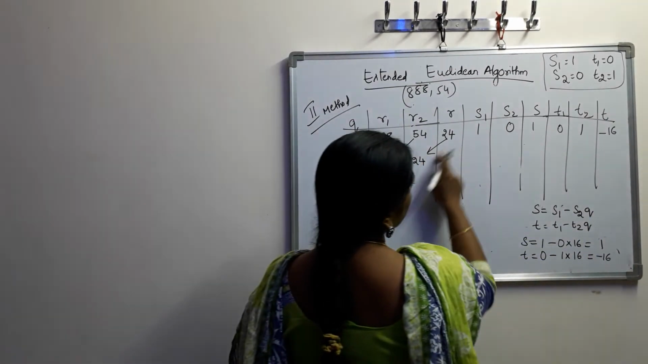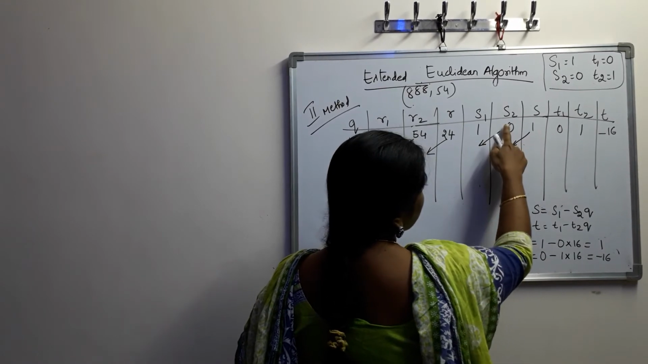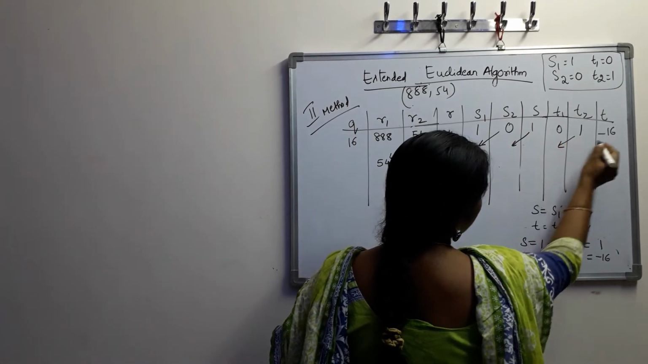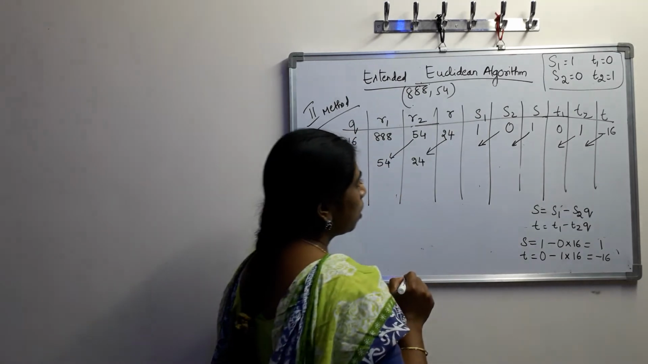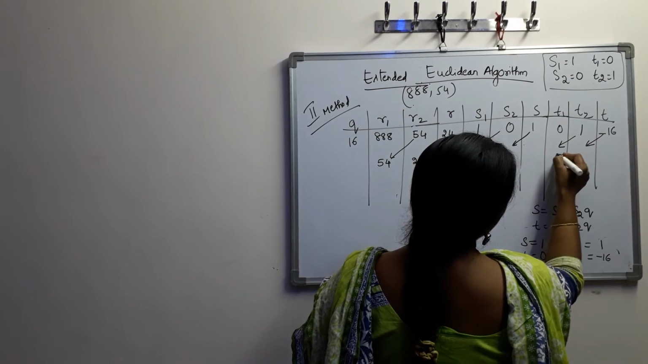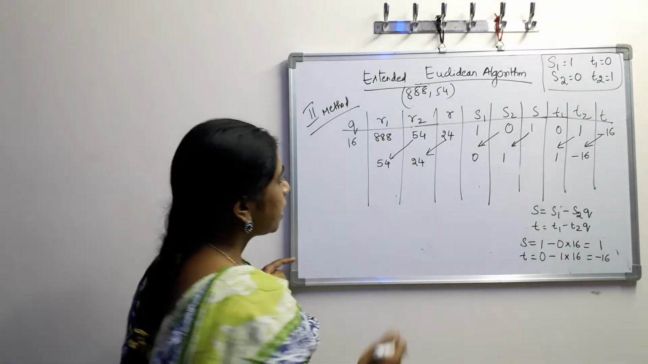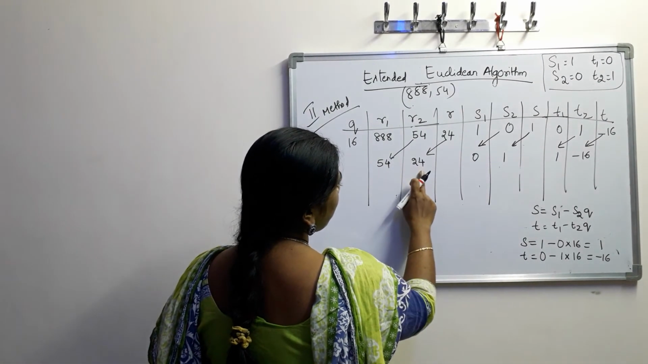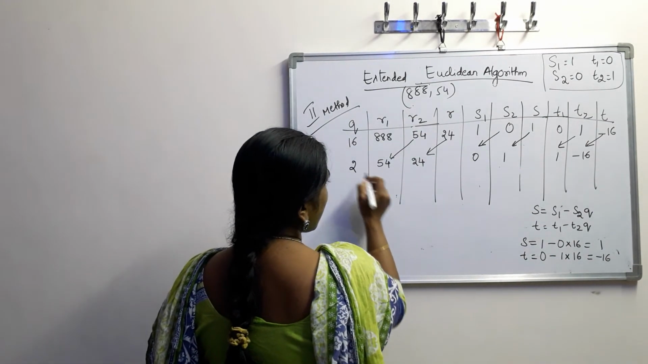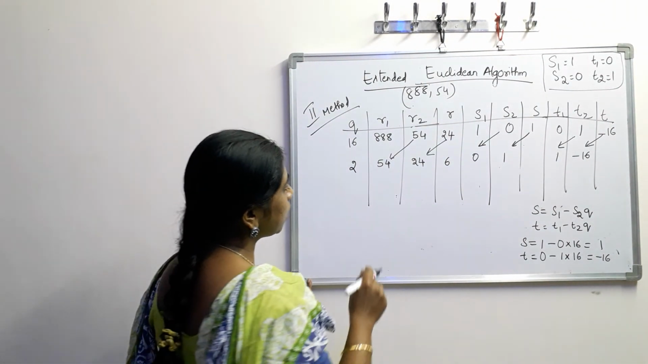Then similarly, you need to transform the values. So S2 will go to S1 and S will go to S2. Similarly, T2 will go to T1 and T to T2. So here you are going to get 0, 1 and here 1 and minus 16. Now you are going to solve 54 and 24. How many times will 24 go? So 24 twos and the remainder is equal to 6.